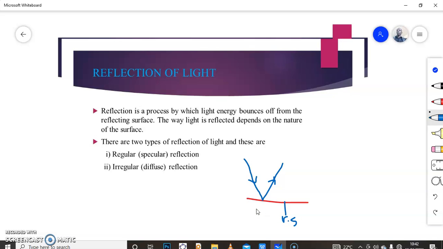So the way light is reflected depends on the nature of the surface. Sometimes we can have rough surfaces, sometimes we can have plain or smooth surfaces. Those are the two surfaces we know. Remember your knowledge of friction. So what happens if light falls on a smooth surface, and what happens when light falls on a rough surface, like for example in these pictures here.